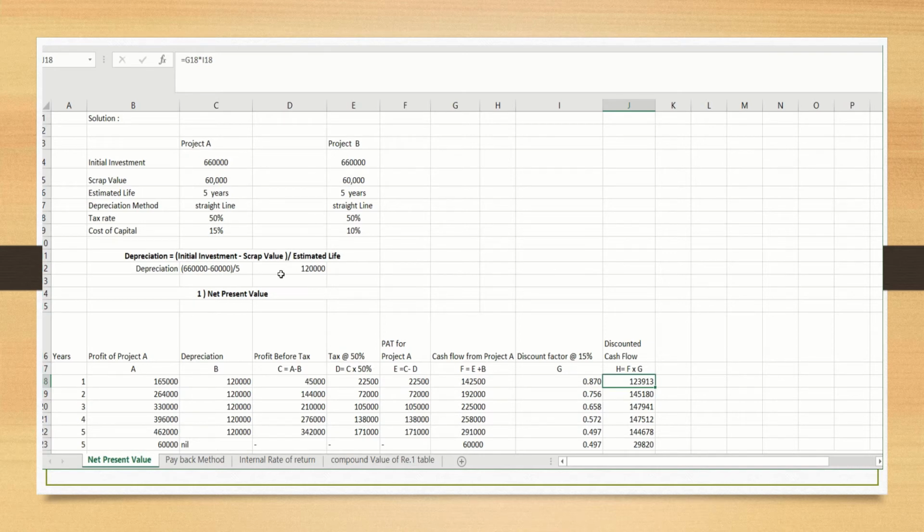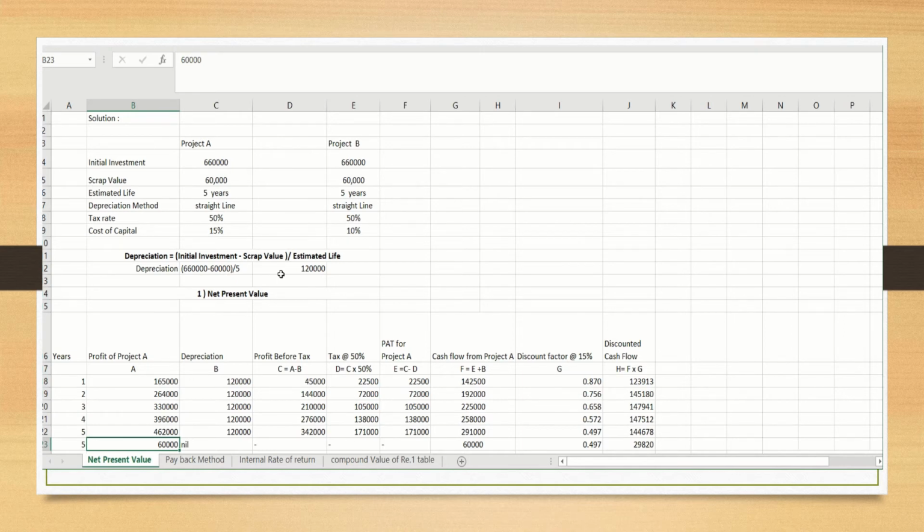1,23,930. In the same way, the second year's discounted cash flow will be 1,45,180. Third year will be 1,47,941. Fourth year will be 1,47,512. Fifth year would be 1,44,678. Now friends, there is one more cash flow at the end of the fifth year, and that is rupees 60,000, which is nothing but the scrap value.